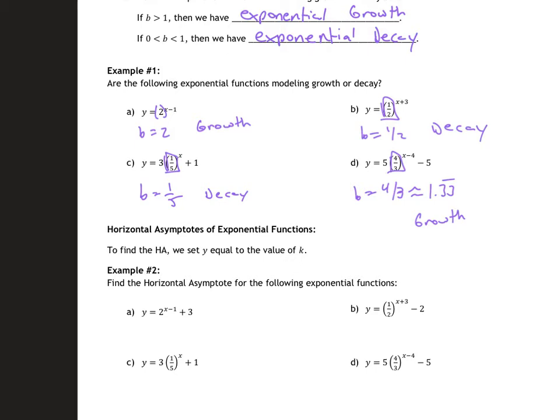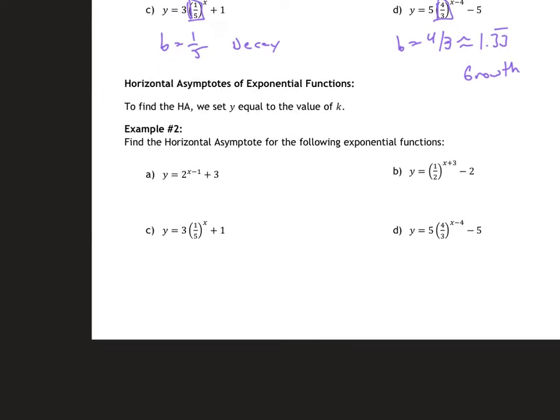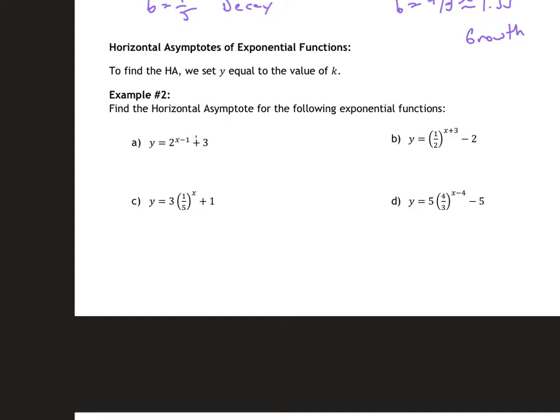Horizontal asymptotes. To find the horizontal asymptote, you'll see that label as HA. We're always going to set y equal to the value of k. So here, nice and simple, here's your k value. It's a positive 3, so I have a horizontal asymptote at y equals 3. Here the horizontal asymptote is going to be y equals 1. It's an equation, so make sure we are always putting it as y equals. Here I have a minus 2, so my horizontal asymptote is going to be y equals negative 2. Horizontal asymptote at y equals negative 5, and so on and so forth.